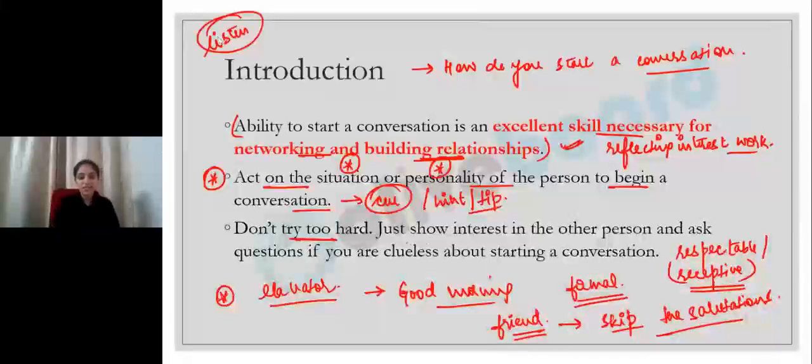So the next part says just show interest in the other person and ask questions if you are clueless about starting a conversation. So you can ask questions also. Suppose you wish to start a conversation with a colleague. You can simply ask, how's your work going on?